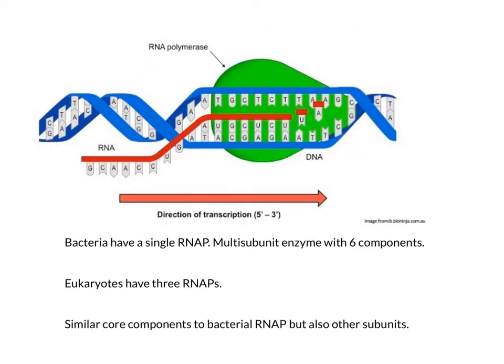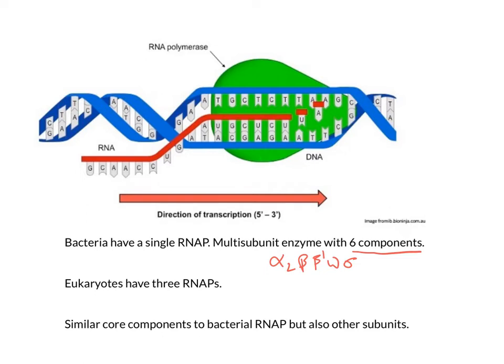Now, bacteria have a single RNA polymerase which transcribes all the genes. The active bacterial RNA polymerase has 6 subunit components. It has 2 alpha components, a beta, a beta prime, an omega, and a sigma. And we'll look at those components in a couple of slides.